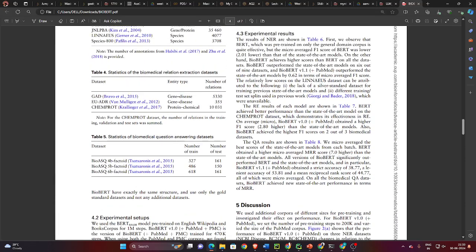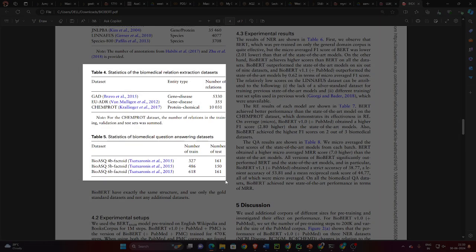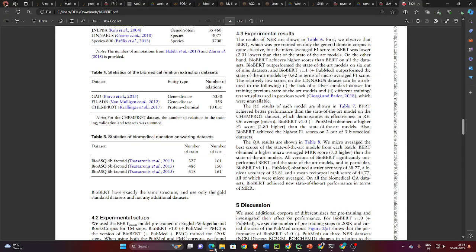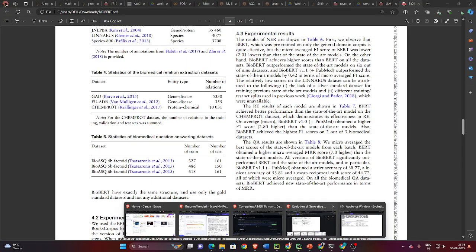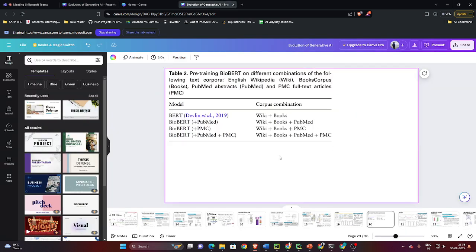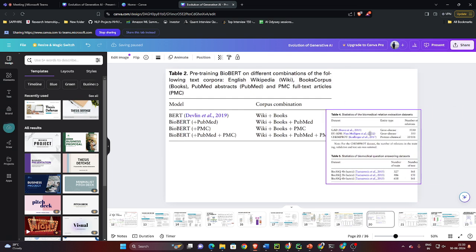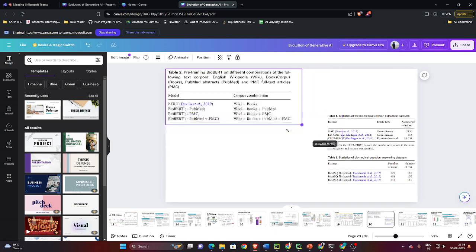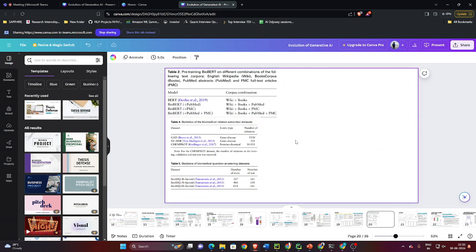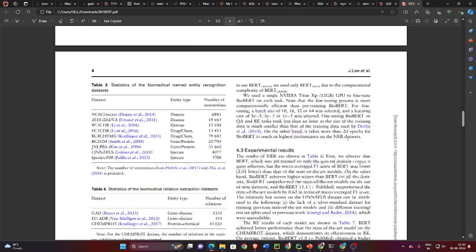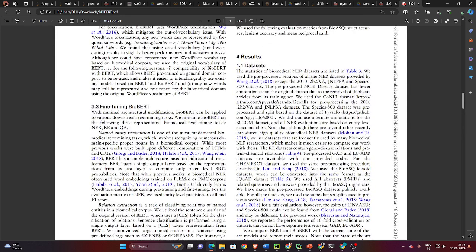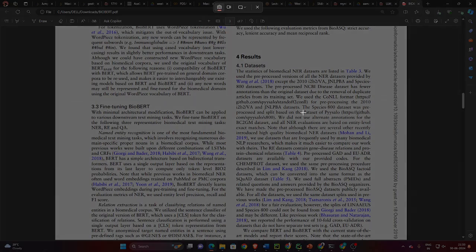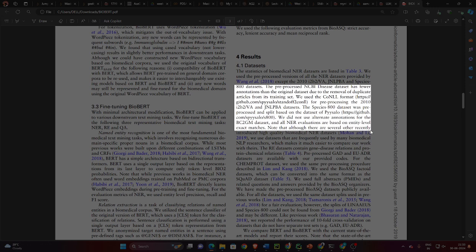Okay, all of them. The table you are showing, that performance table, the previous slide you were showing. I will just add one more picture over here as well. If you can see this, the statistics of all the relations that have been extracted. So this is a biomedical relation extraction database, with entity type and number of relations.